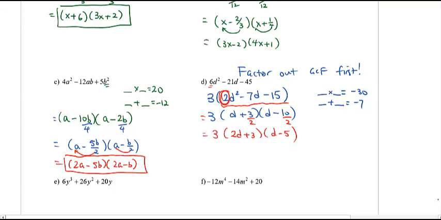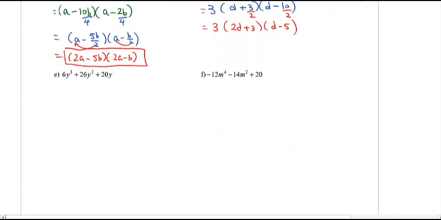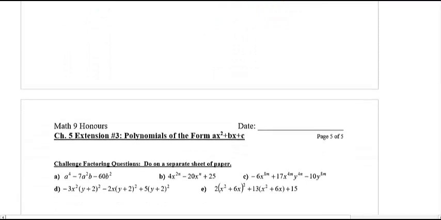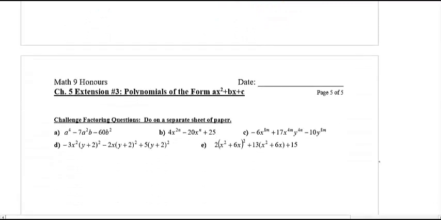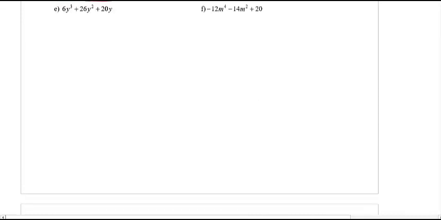Okay, the last two are yours, and yours by yourself. Okay, and I think this video is already quite long, so I'm going to stop it, and then I'll do another one with the challenging factoring questions. Alright, so do E and F yourself, and then we'll stop. This stuff is not easy. You need practice, and you need to do this well. Because once again, I'm going to use this again in grades 10, 11, and 12. Press pause.